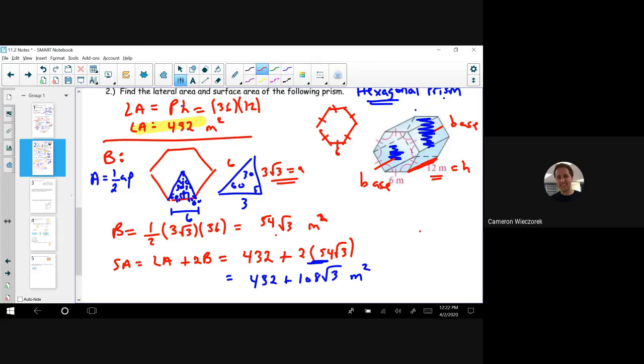If it asked you to round this, sometimes Math Excel has you round, you would just type in 432 plus 108 rad 3 on your calculator, 619.1. So just pay attention to the directions if it says exact form or if it asks you to round.